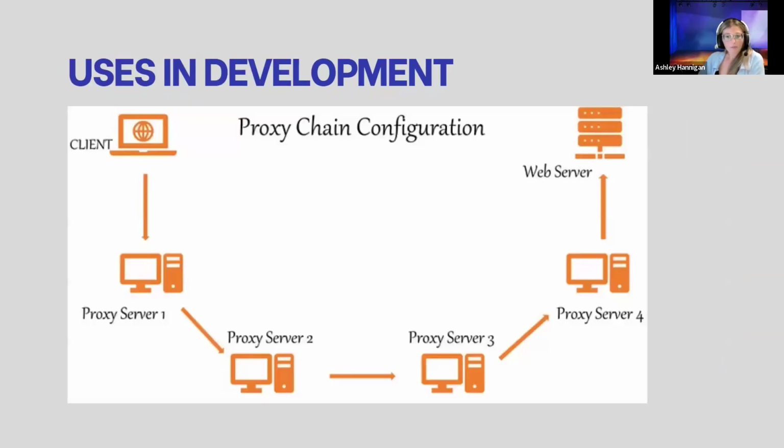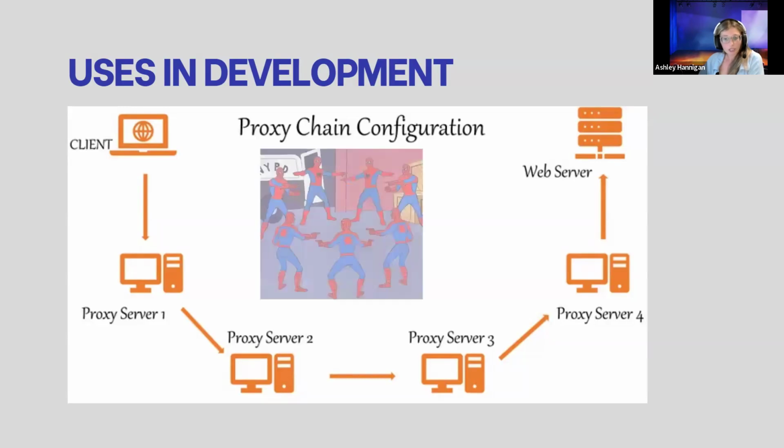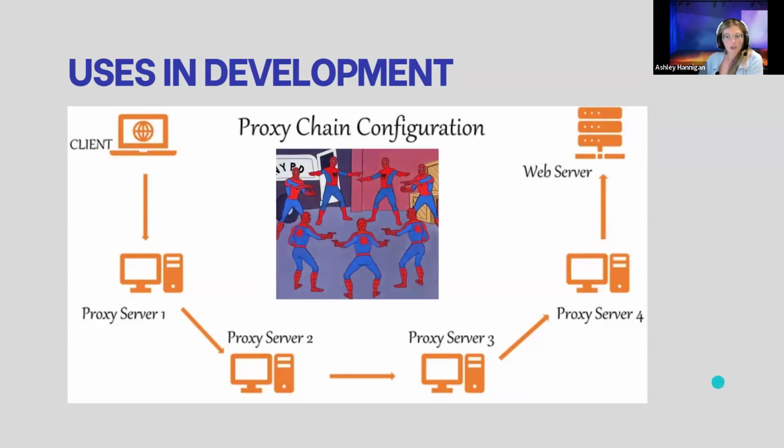Further uses in development: proxy chaining is an advanced technique that enhances the security and anonymity of internet connections. Proxy chaining involves routing internet traffic through multiple proxy servers, at least 3, in a series, creating a chain-like structure. Best practices include using proxy servers from different geographical locations and oftentimes moving around where your proxies are located in the chain. So you can have all your Spider-Mans pointing at each other, not knowing where that source is coming from, right? If you keep moving these around and reconfiguring them, it helps add to your security.